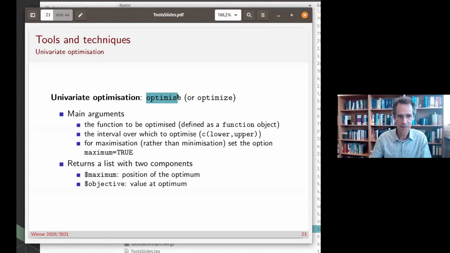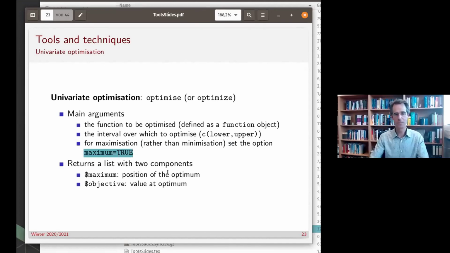The command in R is optimize, either with an S or optimize with a Z. And the main arguments this command needs are the following. First one is the function that you would like to optimize. And this needs really to be a function object. The second one is the interval over which you would like to optimize as a vector with lower bound and upper bound. And the third main argument is that you have to tell the function that you would like to maximize rather than minimize. So in that case, you have to set the option maximize is true.